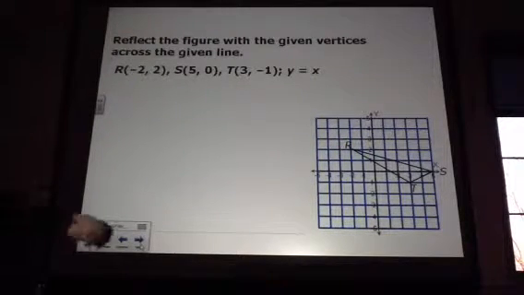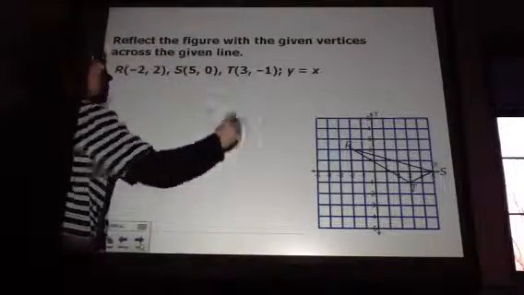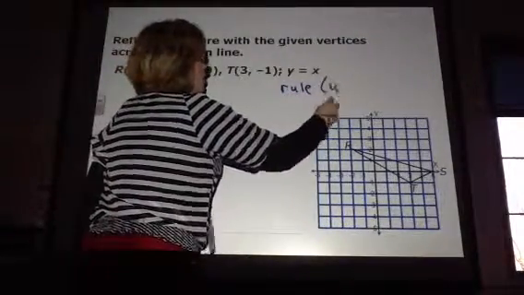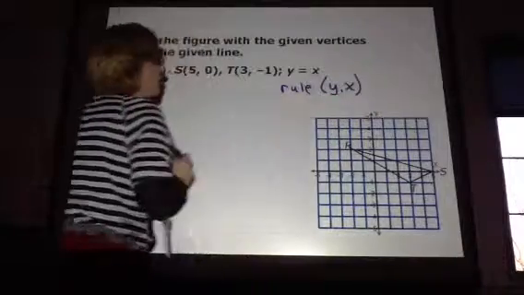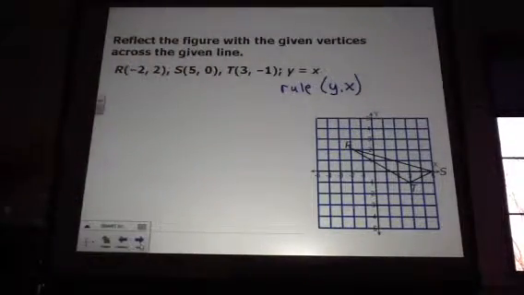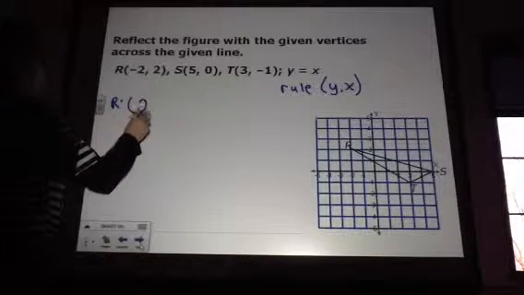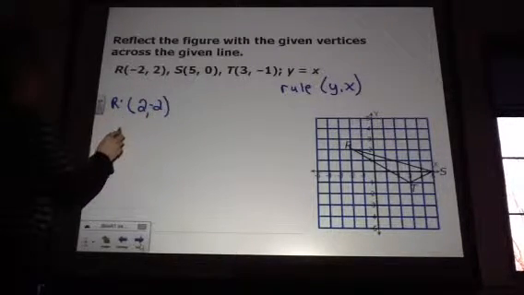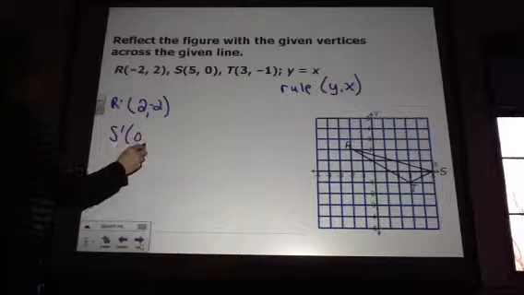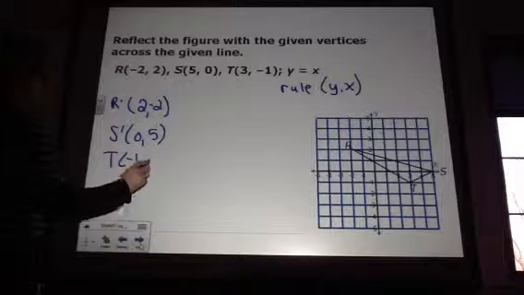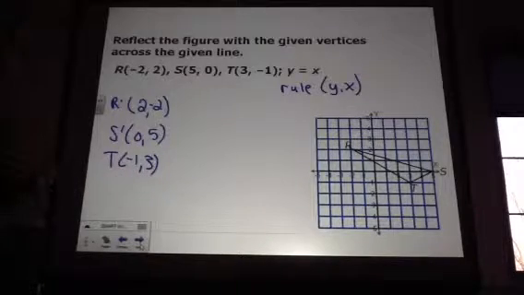Okay, on this one, the reflection line is y = x. So start with the rule. Remember, you change your x value to the y coordinate, your y coordinate to the x value. So let's apply that. R prime is going to be (y, x). S prime is going to be (y, x). T prime is going to be (y, x). And then we can graph.